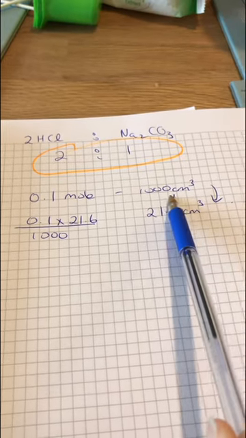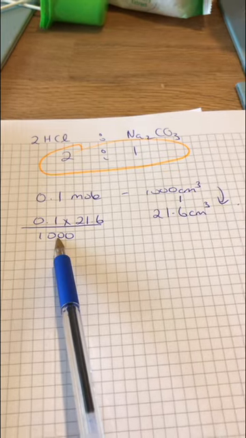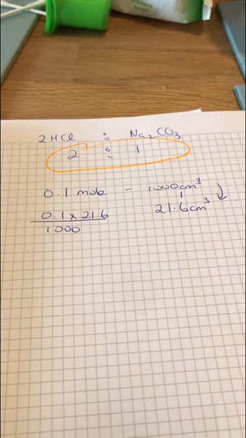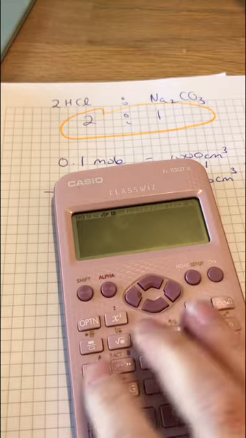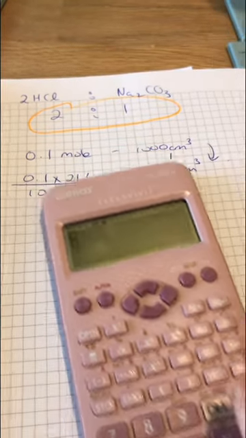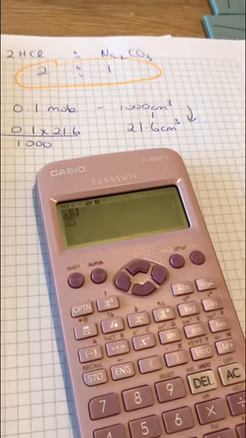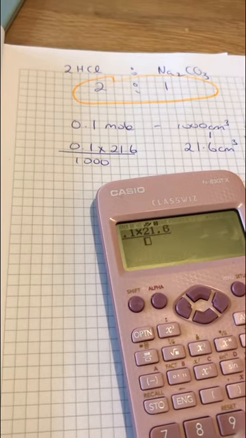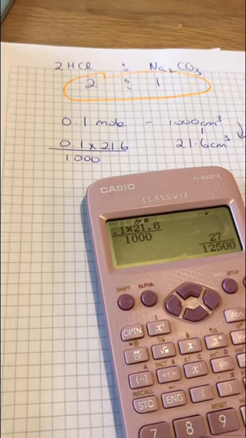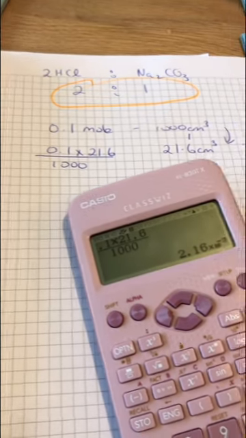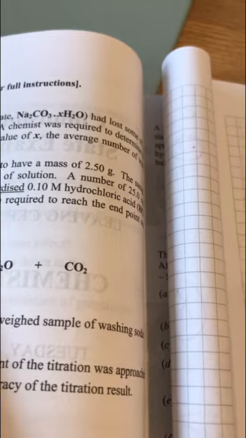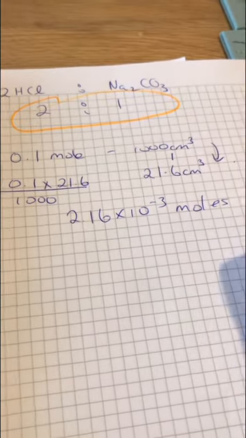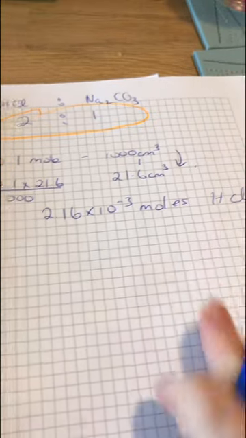To do that, I do the usual way. So to come down to 1, I divide by 1,000 and then multiply the answer by 21.6. So we're just using the fraction button, and it's 0.1 multiplied by 21.6, and I'm dividing it by 1,000. So that gives me an answer of 2.16 by 10 to the minus 3. So that means now that I had that amount of moles of HCl. That's what that tells me.